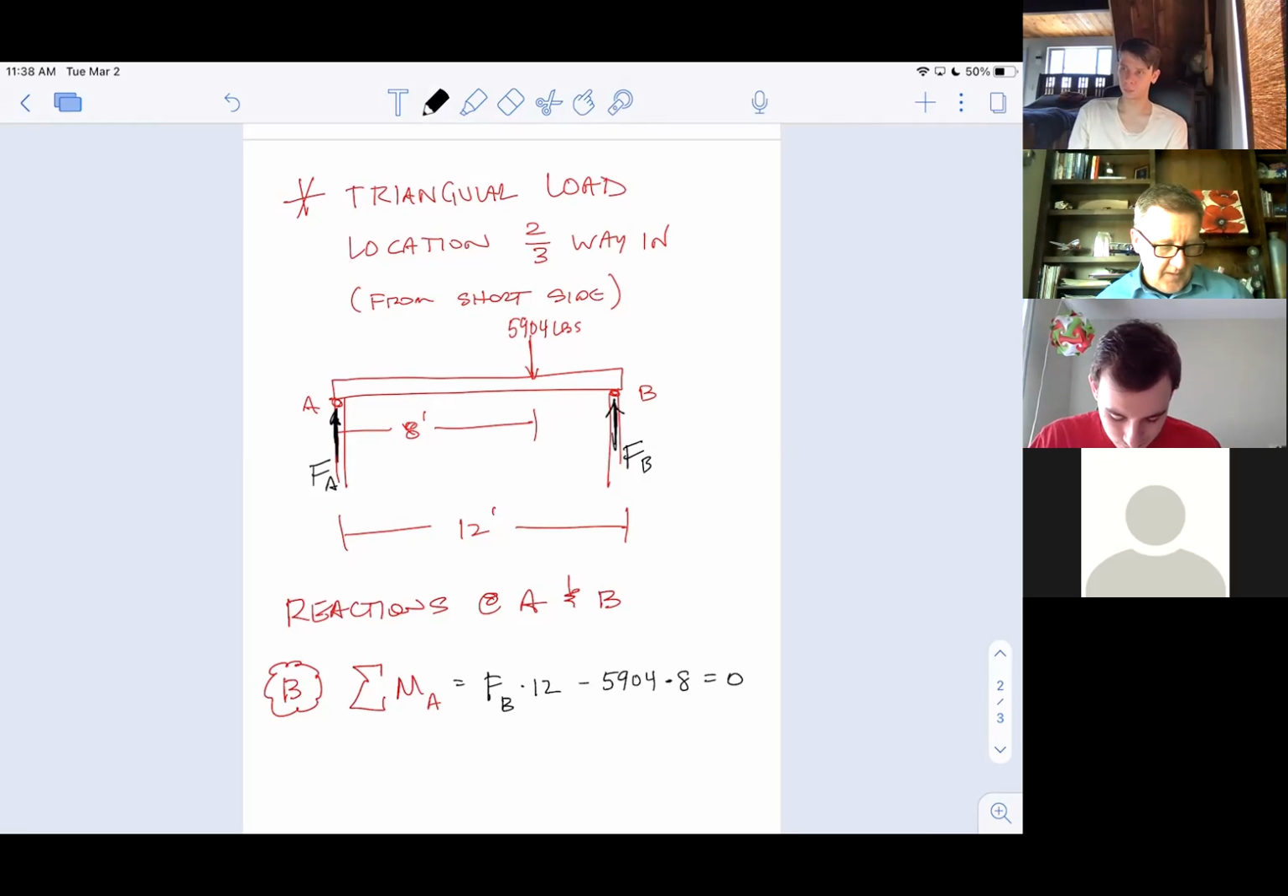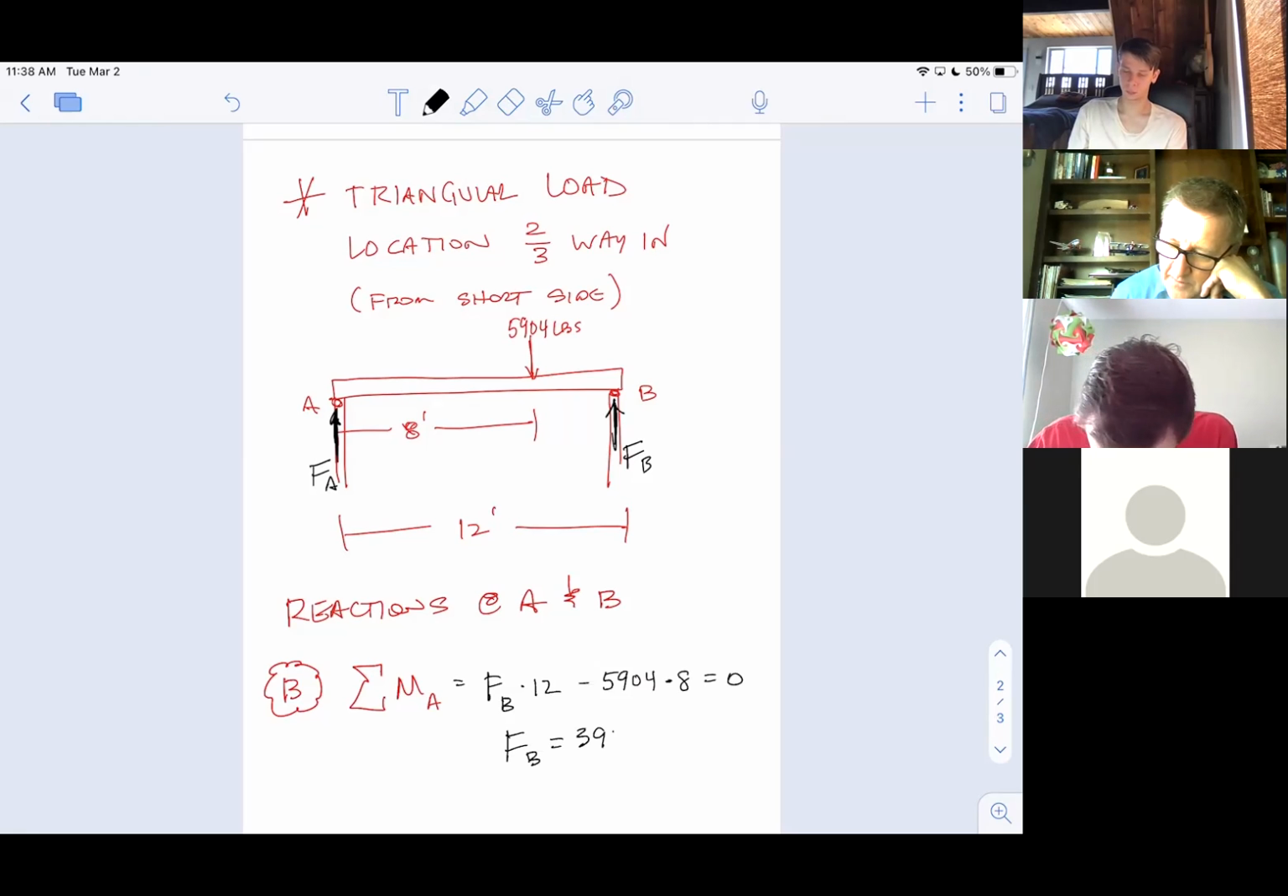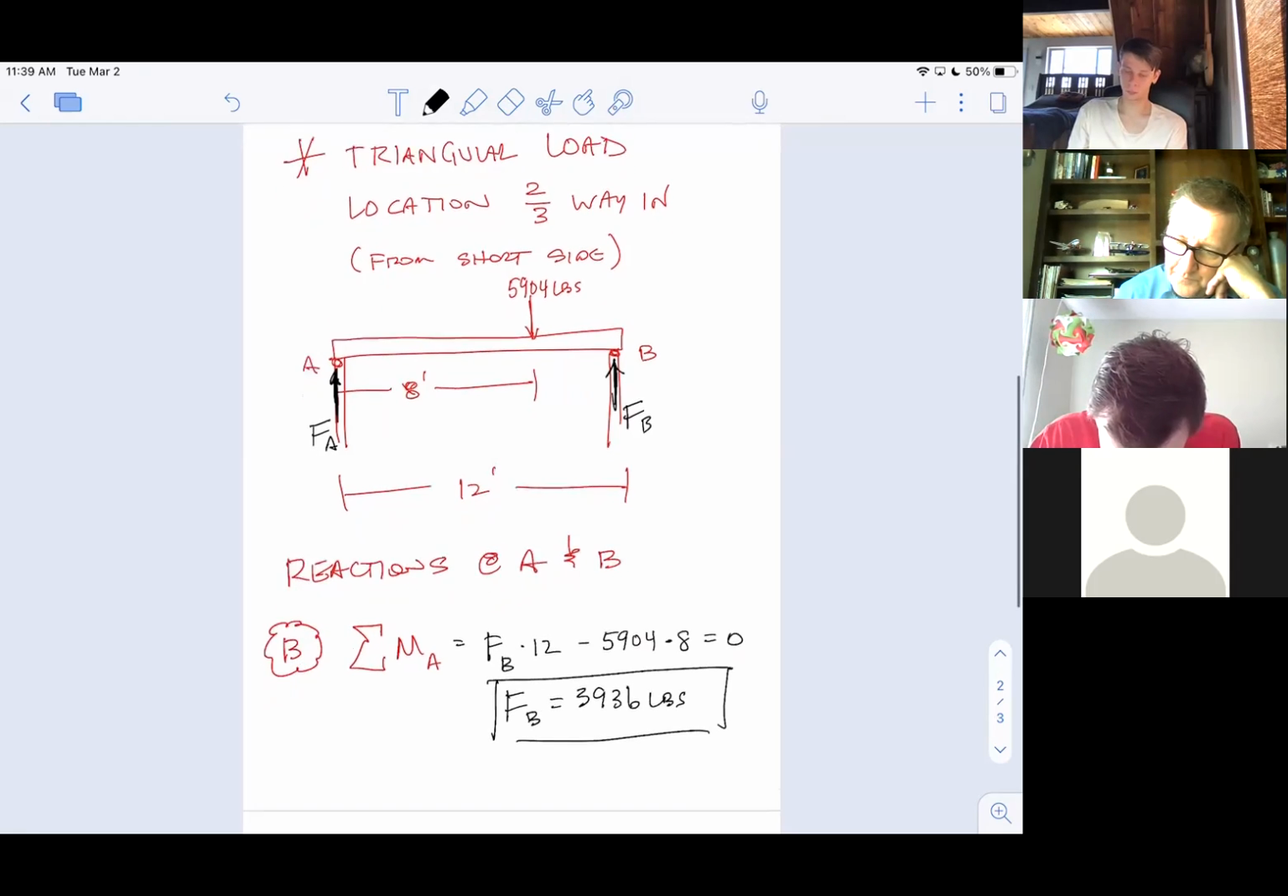If I take 5904 times 8 and move it to the other side and then divide by 12, I get 3936. The force at B is 3,936 pounds. That's the reaction at B.